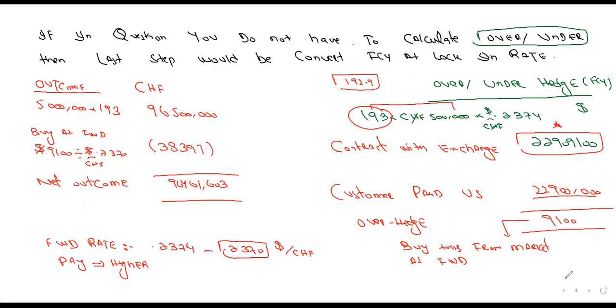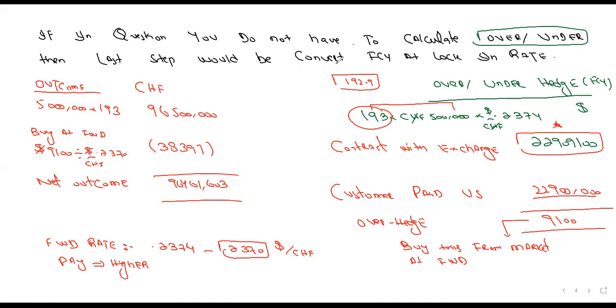Sir, I want to ask that in this case, when we had overhedge 91,000 or 9,100, then when we have to convert into CHF, why have we taken the 2370 rate? See, brother, the dealer always takes advantage, and you will understand your previous concept. Otherwise, again, you will make a mistake.